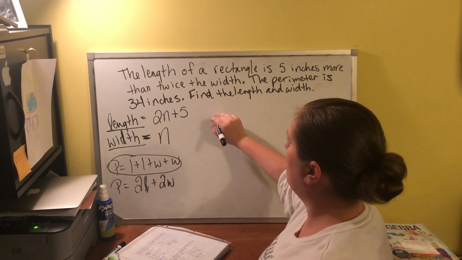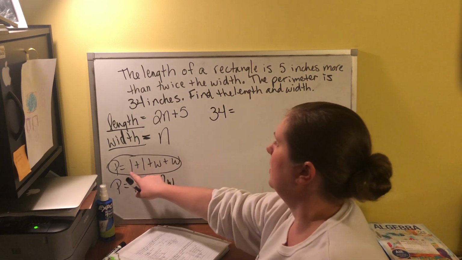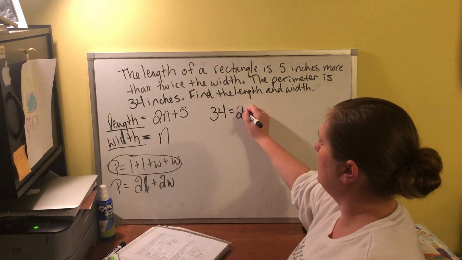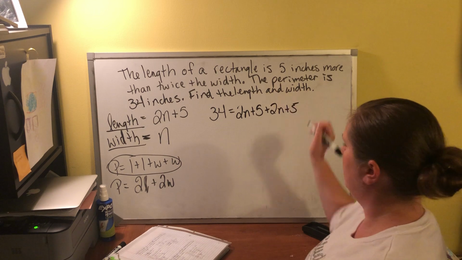So they gave us the perimeter. The perimeter is 34 inches equals the length plus length. Well, length is 2n plus 5 plus 2n plus 5.